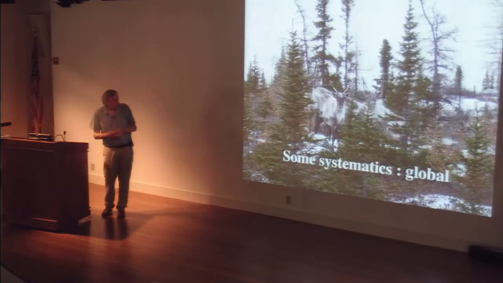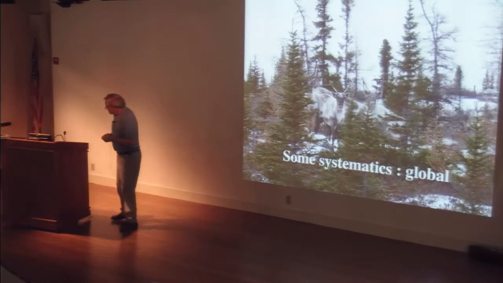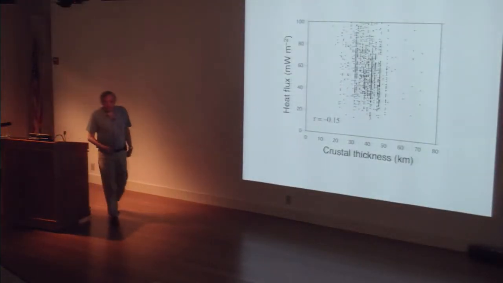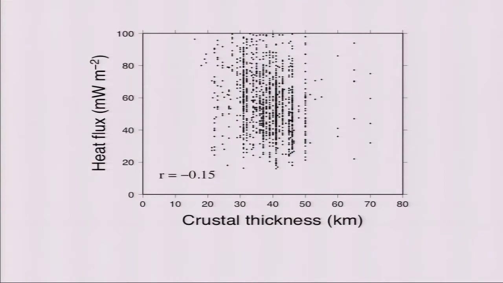So let's talk about general global systematics. If you look at heat flux and crustal thickness, let's say I've got an average crust: the thicker the crust, the larger the heat flux, because I have more radiogenic heat production. Well, no, this is from a global database. I'm not going to draw lines to these things, but there's no correlation.